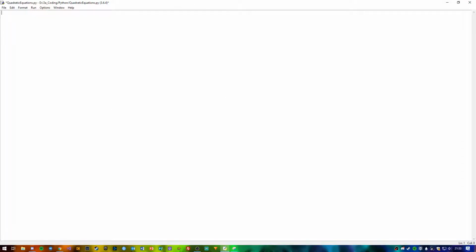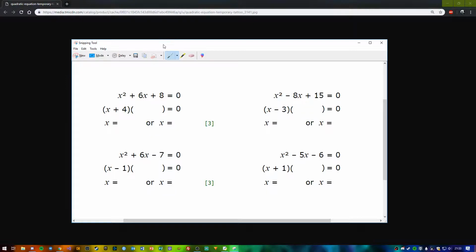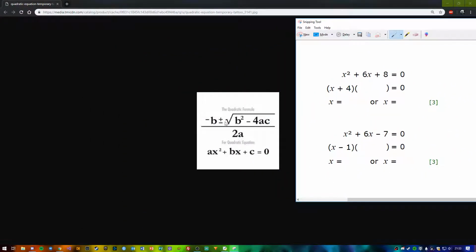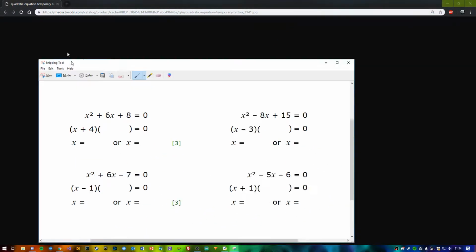So for this we're going to be using the quadratic formula, and if you don't know what it is, this is the quadratic formula. So for these example equations I just brought up, for this one, b would be 6, a would be 1 because there's nothing in front of the x, and c would be 8. So it's ax squared plus bx plus c, and you could use this to solve any quadratic equation.